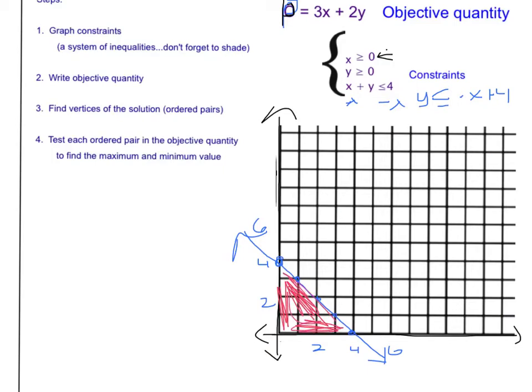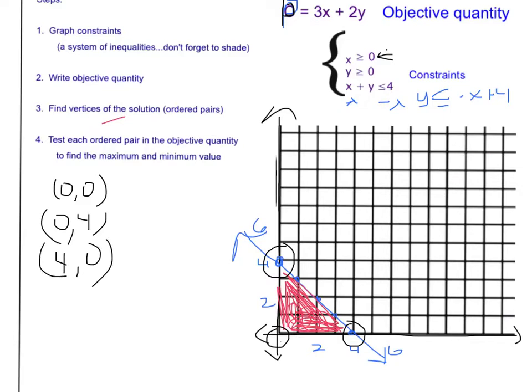Okay, so that's my solution of the inequality system, but now we have to test the vertices of the solution. Many times it will not be a triangle, it will be a polygon, but you always find the corner pieces like this. So we have 3 ordered pairs: 0, 0, 0, 4, and 4, 0.